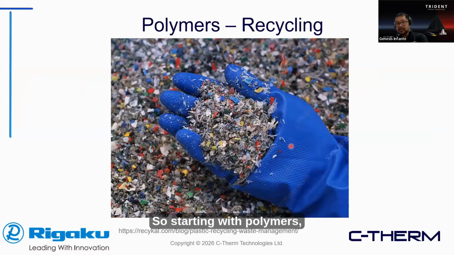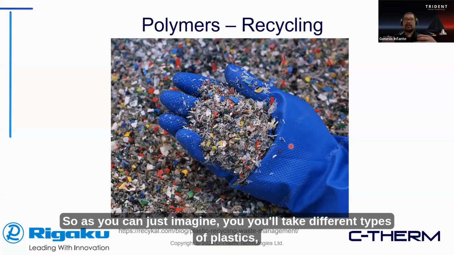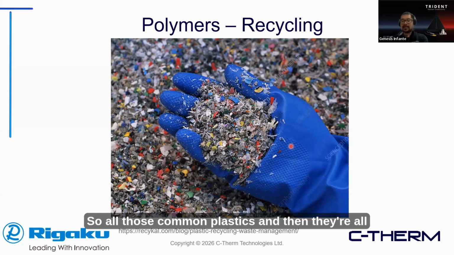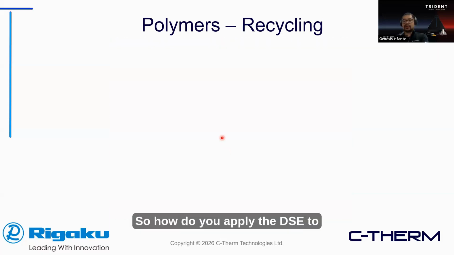So starting with polymers. The DSC technique has been used extensively with plastic recycling applications. As you can just imagine, you take different types of plastics, polyethylenes, nylons, polypropylene, all those common plastics, and then they're all combined together and shredded and whatnot. So you're going to have essentially a mix of different types of plastics in this shredded bin, right? So how do you apply the DSC to be able to identify how much is what in that container?